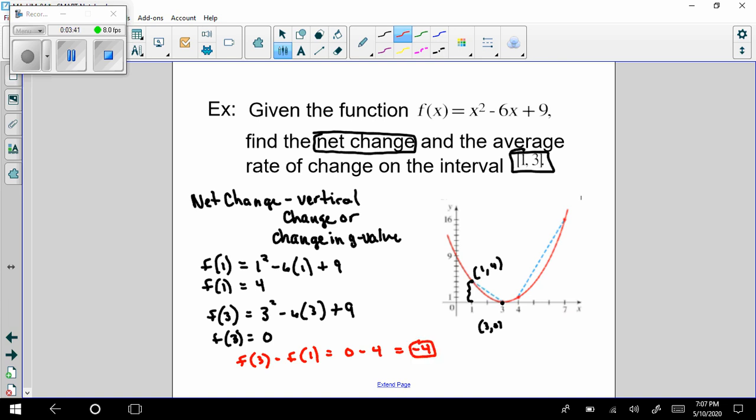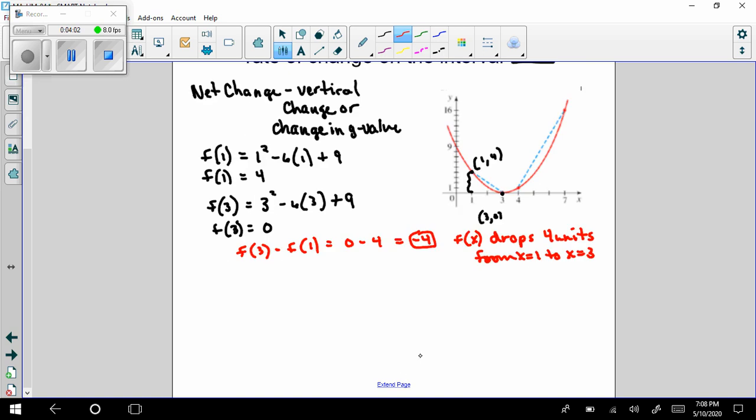So what that represents is f of x drops 4 units from x equals 1 to x equals 3. All right, so there's net change.